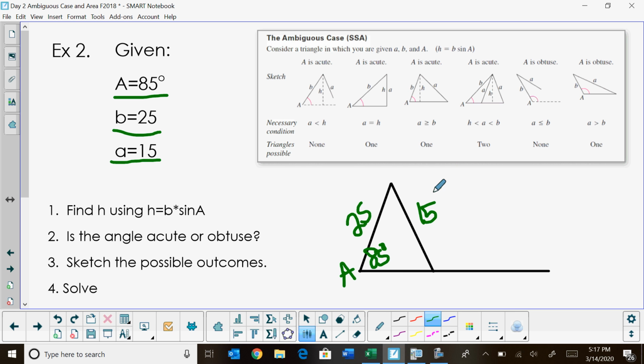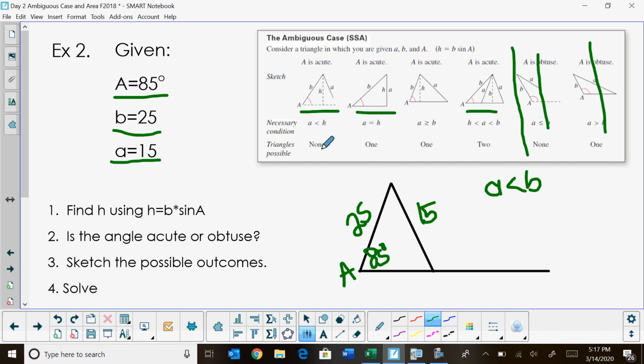Now, if you can see this, A is less than B. A is shorter than B. So we have to be really careful here. We need to look at this possible scenario. Now, since A is not obtuse, we're going to just eliminate these two this time and just look at these 3 possibilities. So it could be none, 1, or 2.